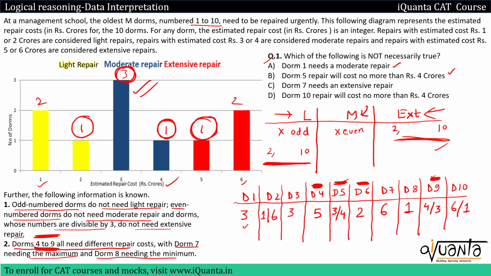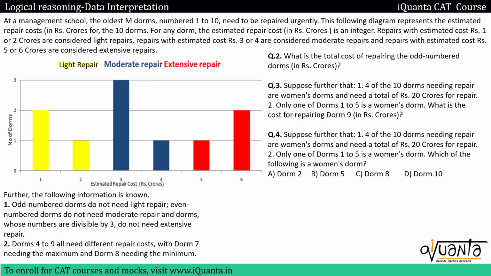DOM 7 needs an extensive repair. DOM 7 is 6 crore. Yes, extensive repair. Last one is DOM 10 repair will cost no more than 4 crores. So this is wrong. It can cost 6 crore as well. So this is not necessarily true. Option D will be the correct answer to the first question. Now we can solve all the questions.